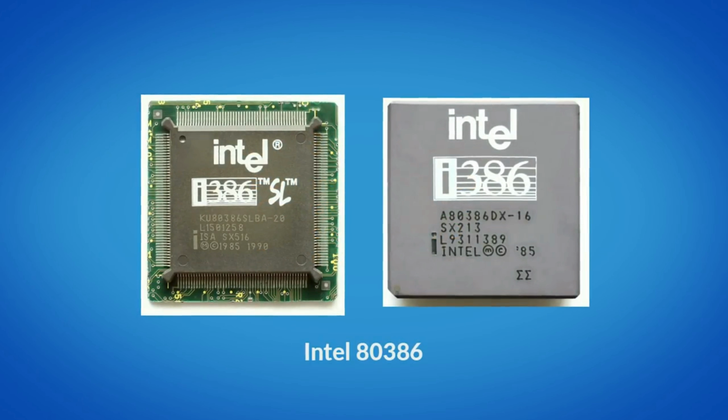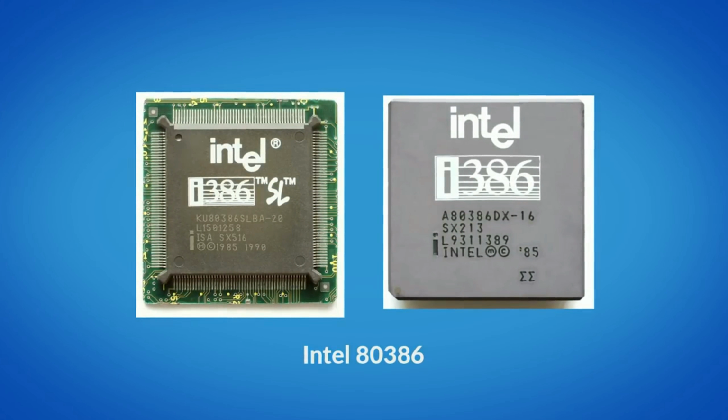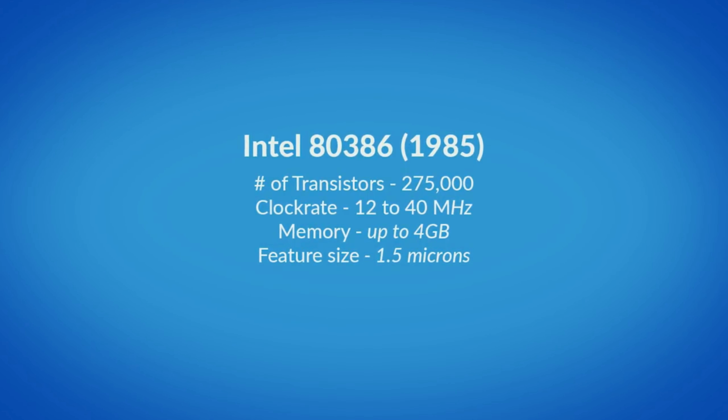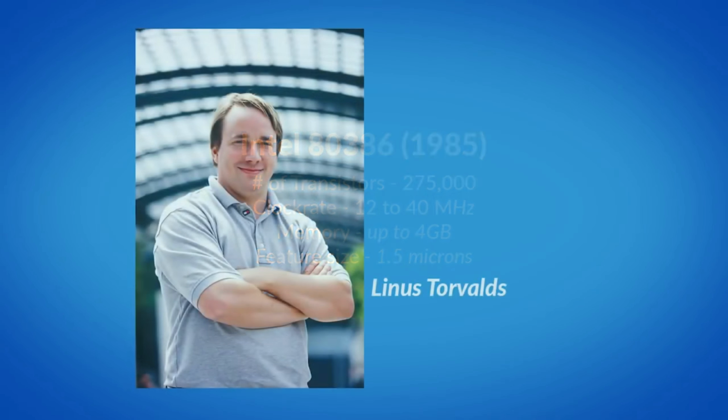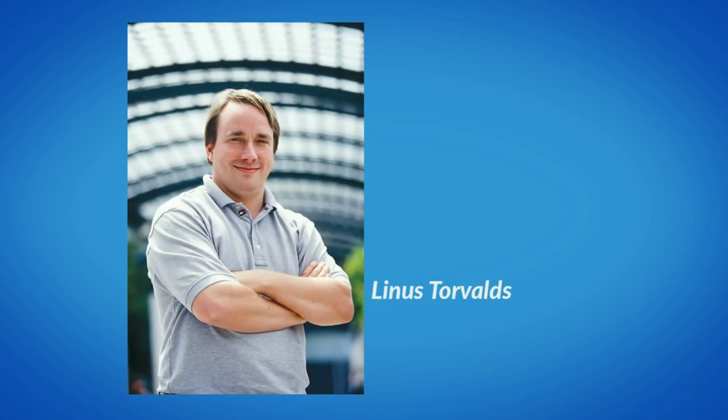Next is the 80386. Being a 32-bit processor, it meant that it had twice the data throughput of the 16-bit 80286. The 386 was the first chip to implement instruction pipelining, which allowed the chip to start working on the next instruction before the previous one was completed. Fun fact, Linus Torvalds created Linux on a computer running on an 80386.